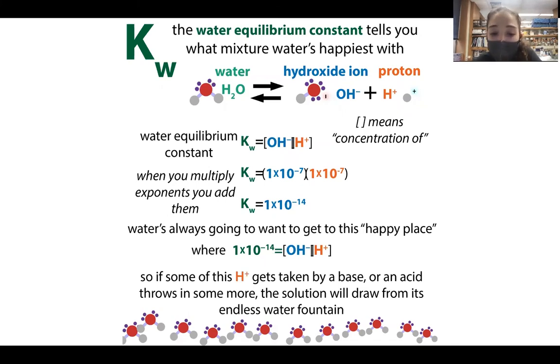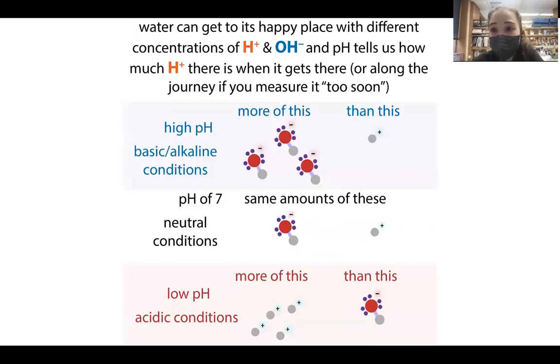So then if some of that hydrogen gets taken by a base, so a base is something that takes protons, or an acid, something that donates protons, adds them in there, then the solution can draw from this endless water fountain to help get back to its happy place. And the pH is like a measure of the amount of the protons that are there when water gets back to that happy place.